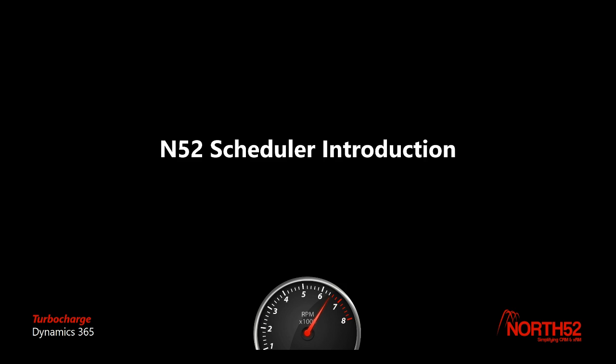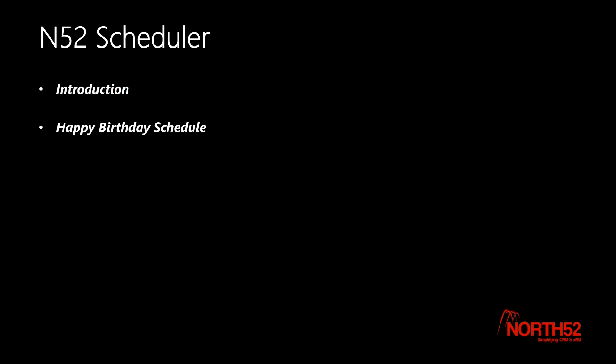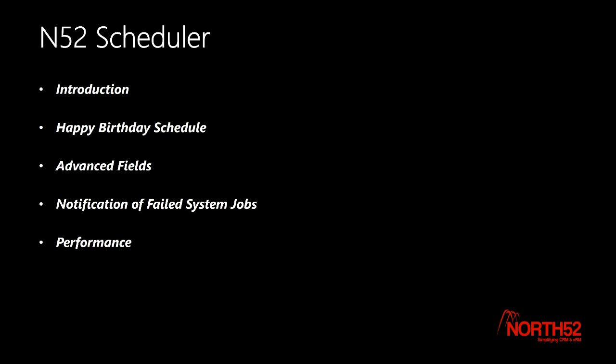This series will be broken into several videos where we will first get familiar with the scheduler interface, then we will set up a basic schedule to send a happy birthday email to all users in a dynamic system. Next, we will look at understanding some of the more advanced fields found in a schedule. Then we will set up a daily email notification to a system administrator for failed system jobs. And then finally, we will talk about how the North52 scheduler can handle huge quantities of records while still maintaining excellent performance in your Dynamics 365 environment.